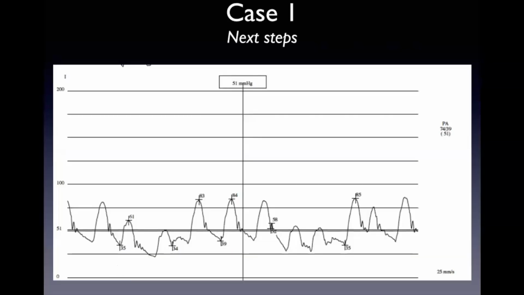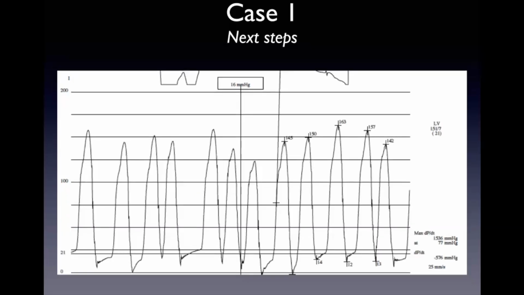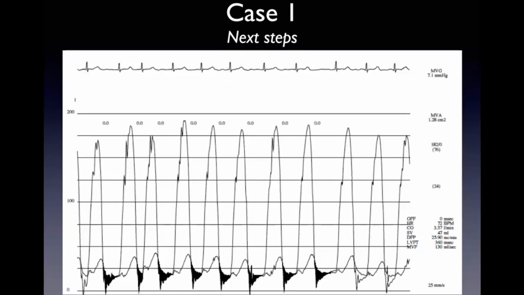So here he went for a cardiac catheterization. Here are the PA pressures, 74/39 millimeters of mercury, so severe pulmonary hypertension, and the mean is 51. And here's the LV pressure tracing. So hypertensive in the cath lab, 157, and diastolic pressure of 21, which is elevated. Here's the simultaneous LV and LA, or wedge, pressure tracing, and the mean gradient is 7 by cath.